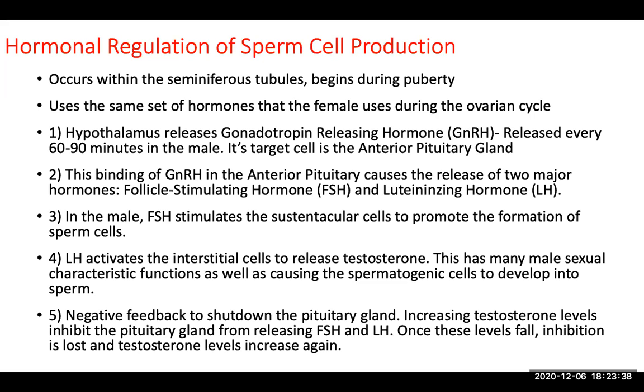Negative feedback is required to shut down the pituitary gland, so increasing testosterone levels inhibit the pituitary gland from releasing FSH and LH when the levels are appropriate. And once the testosterone levels fall, the inhibition is lost and testosterone levels will increase again.